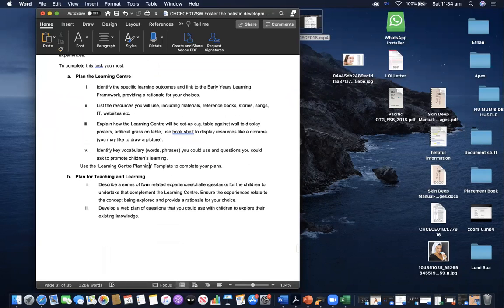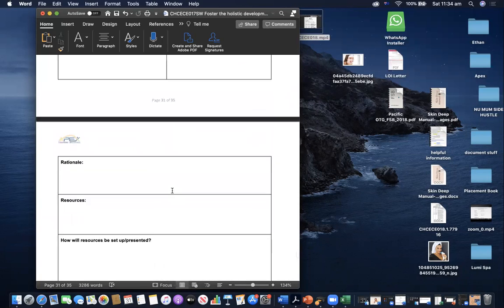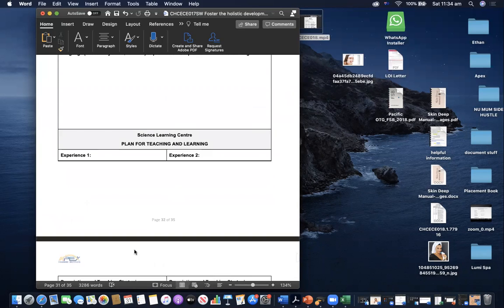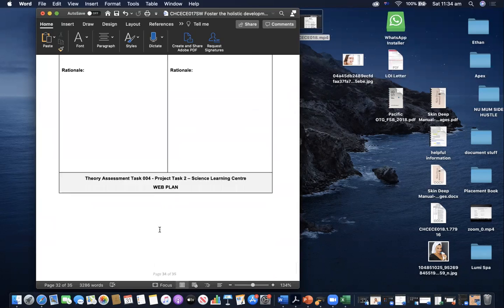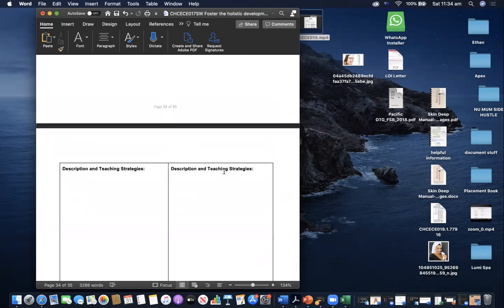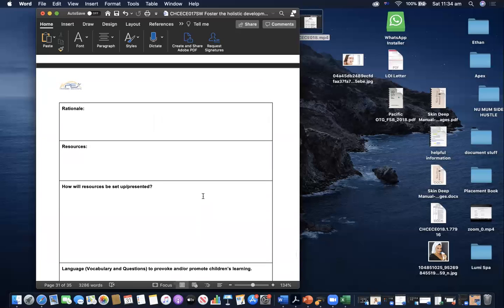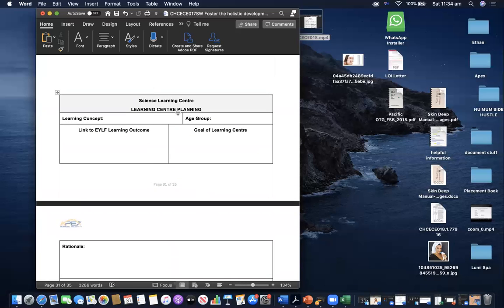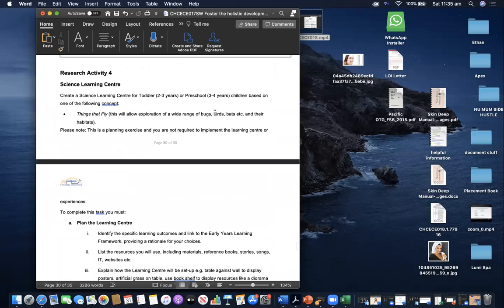Okay, so in your plan, you have to have 4 experiences, okay? So in here, this is your main plan, okay? Then in here, see where it's got experience 1, 2, 3, whoops. Oh, this is meant to be 3 and 4, okay? So up here, this is where you do your planning, okay? So learning concepts, you might pick one of these things here, okay? So it's birds, bugs, bats, etc. So what are you going to pick?